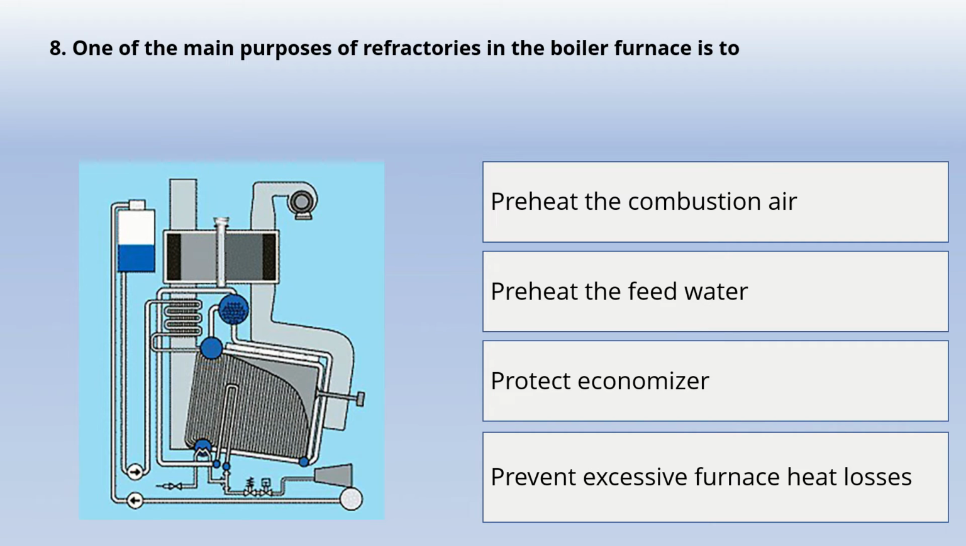Our next question is, one of the main purposes of refractories in the boiler furnace is to, and the options are preheat the combustion air, preheat the feed water, protect economizer, prevent excessive furnace heat losses. And the correct option for this question is prevent excessive furnace heat losses.